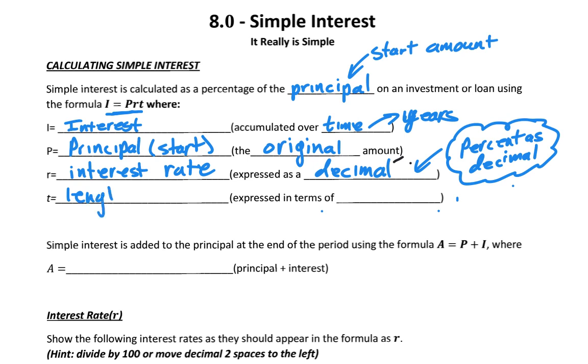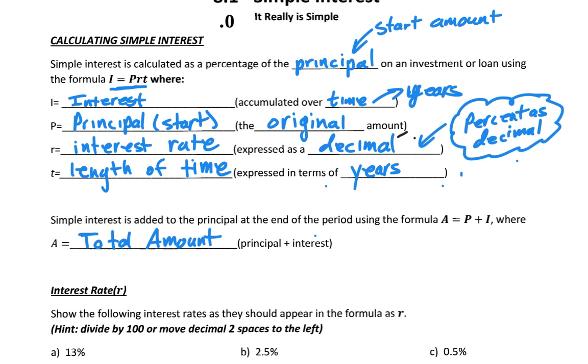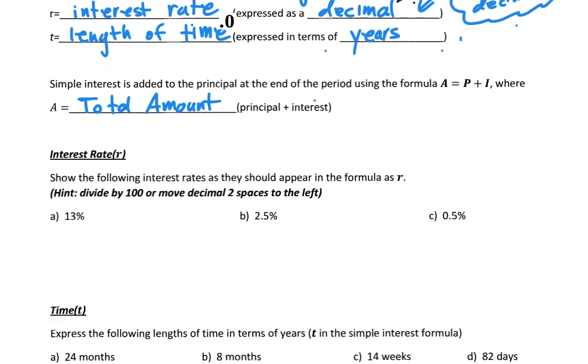Now, T is just the length of time that this money has been sitting in the bank and making interest. We basically express that in terms of years, and when we talk of these years, we're talking about fractions of years or whole numbered years. When we talk about the simple interest added to the principal, we're talking about the total amount of money, so that is the principal plus the interest.